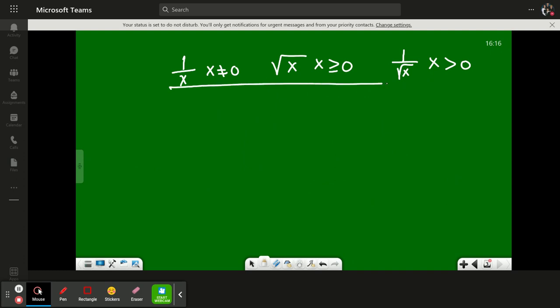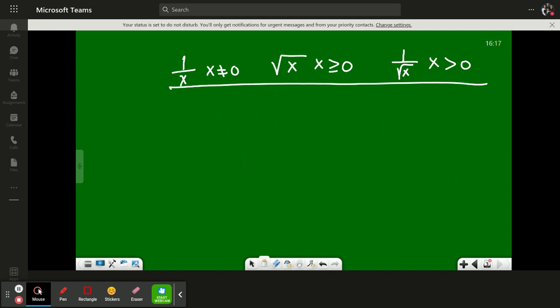The other thing we're going to discuss on that is that domain business. Remember, if I have 1 over x, my domain is x cannot equal 0, right? We're going to need these 3 again. If I have the square root of x, x is greater than or equal to 0. And if I have 1 over the square root of x, then I have x is greater than 0. So when I am doing the domain for the composite functions, I have to keep these in mind.